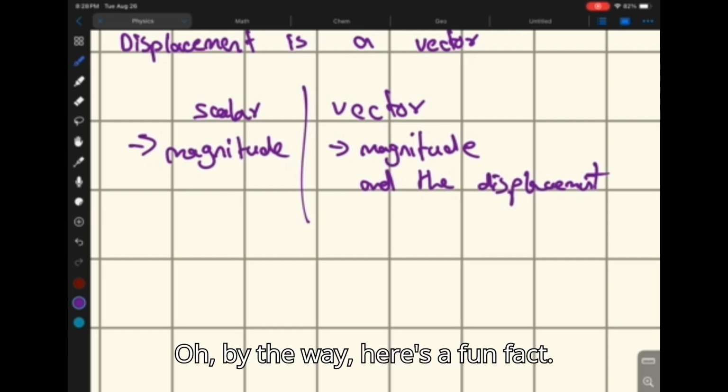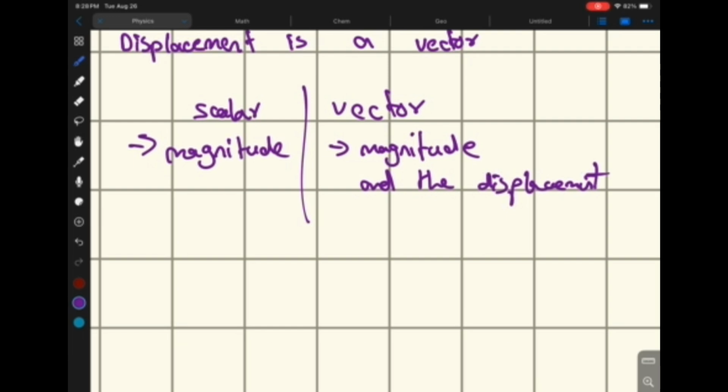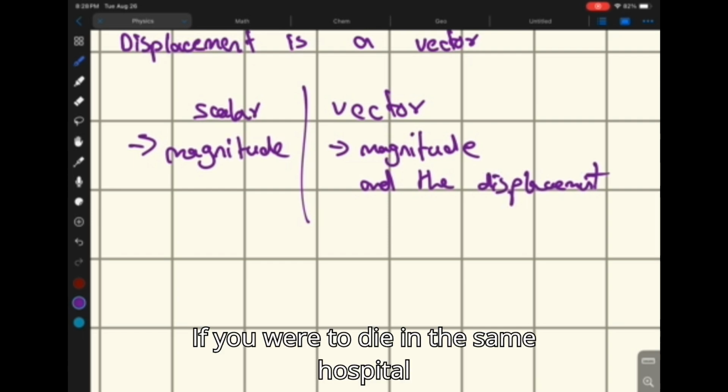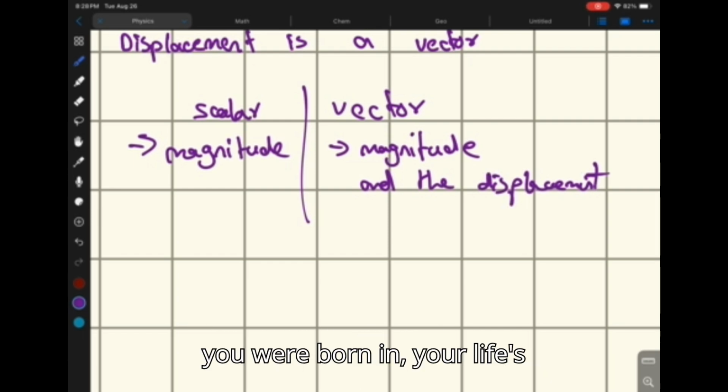Oh, by the way, here's a fun fact. If you were to die in the same hospital you were born in, your life's displacement would be near zero.